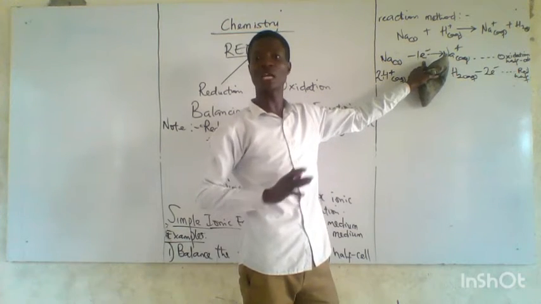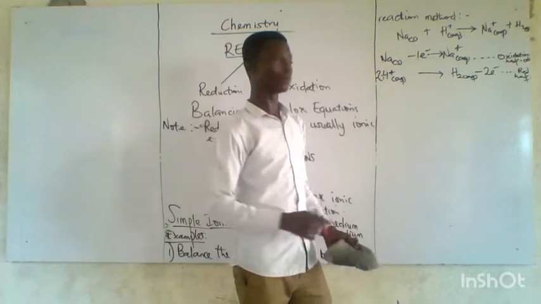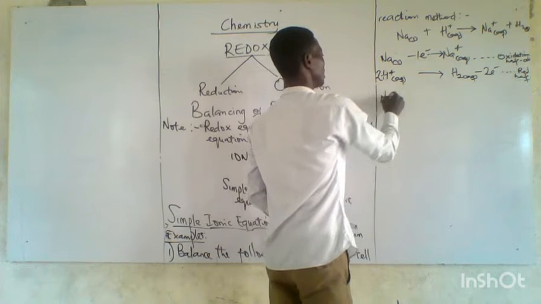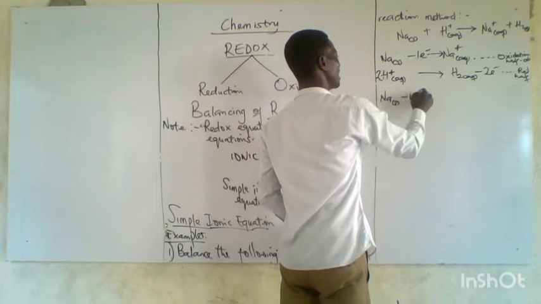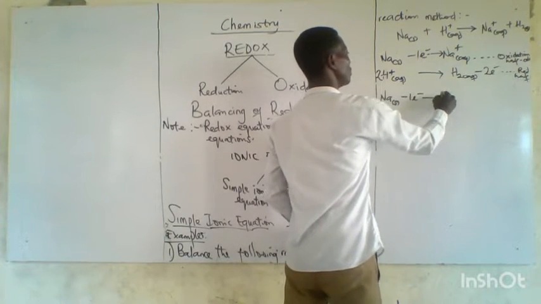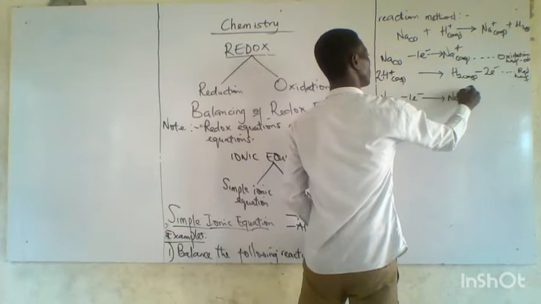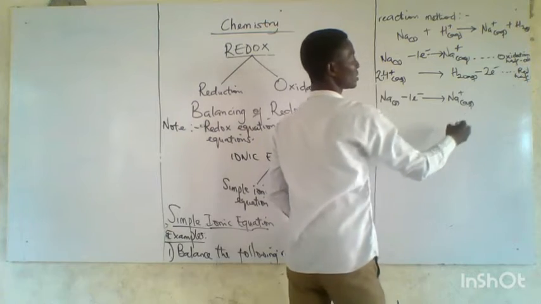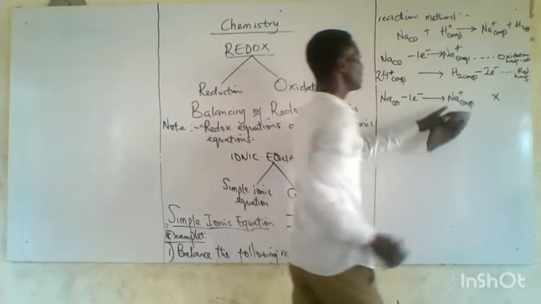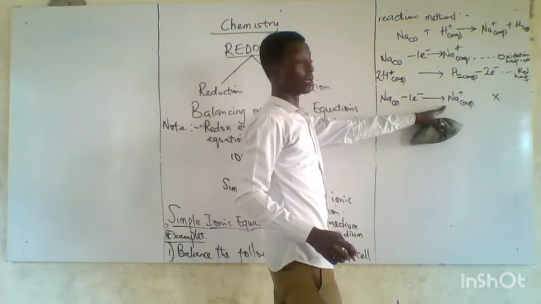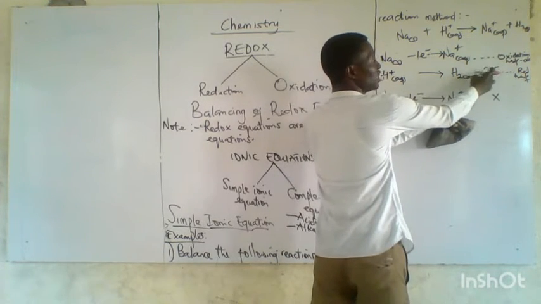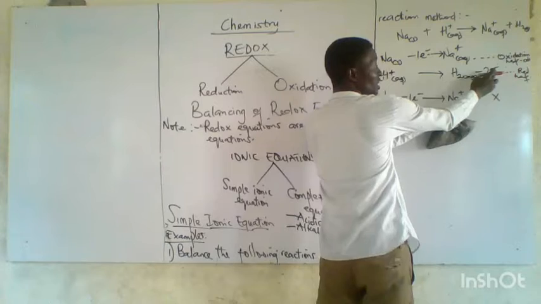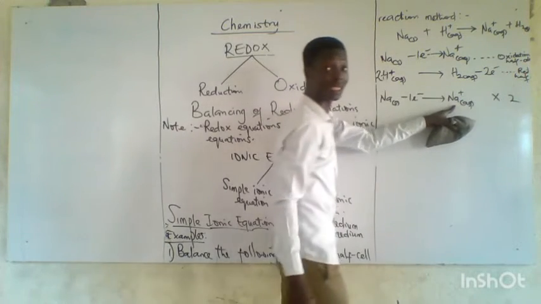These are the two things I just have to do. So let's go. We have Na minus 1e minus to give you sodium aqueous. So I'm multiplying this equation by the coefficient of the other equation, which is 2. I don't need to consider the sign.